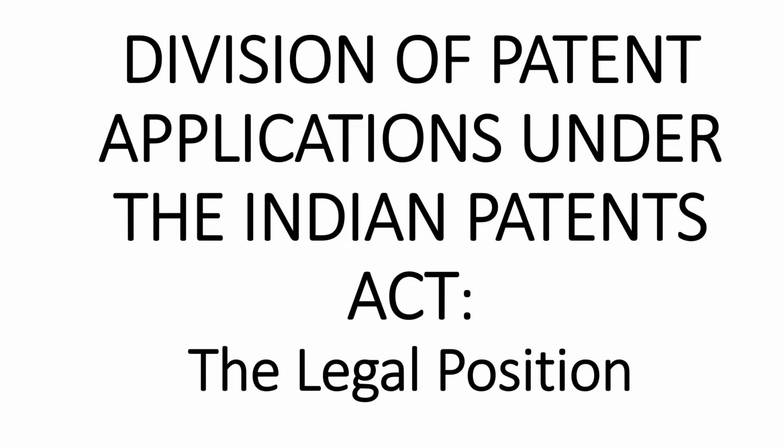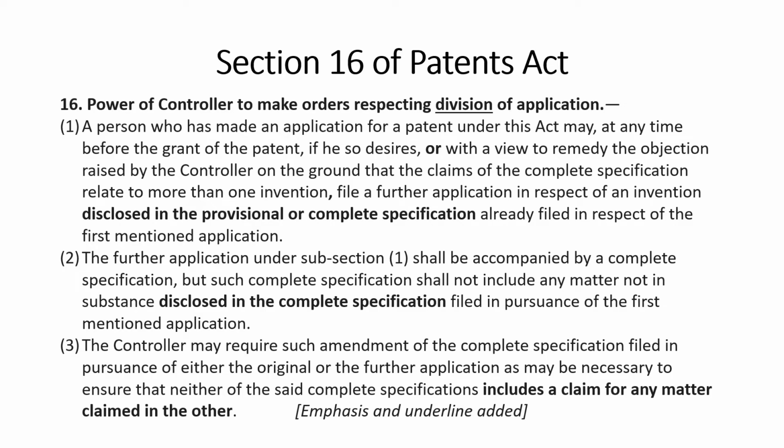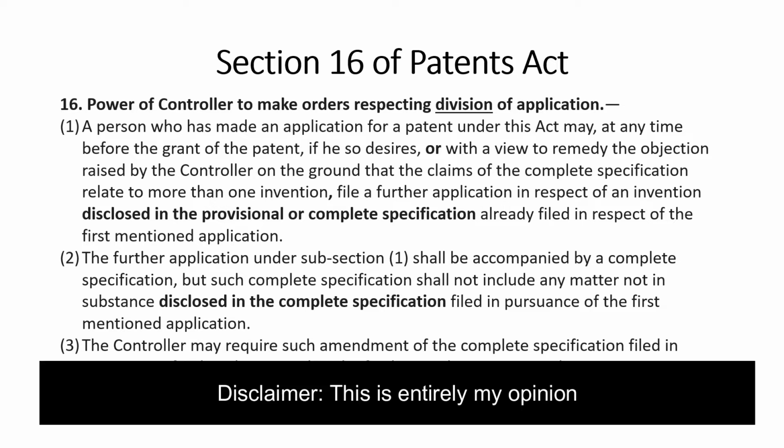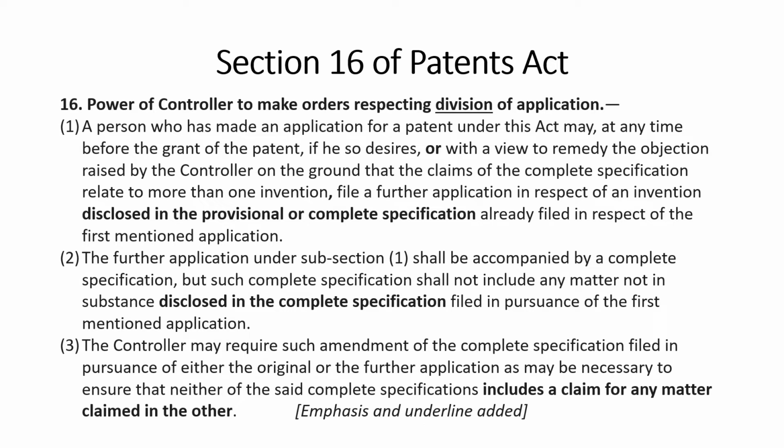I'll only be dealing with how the legal position has evolved and what is the current legal position regarding division of patent applications. The provision of division of applications is provided under section 16 of the Patents Act. Before that, please make a note that the provision does not as such talk about a divisional application. It only talks about division of application. There is a common misconception that section 16 only talks about divisional applications, but probably I'll deal with this in another video as to how section 16 should have been interpreted. As of now, we are only dealing with how the court has dealt with it, so I'm restricting myself to what the Act says.